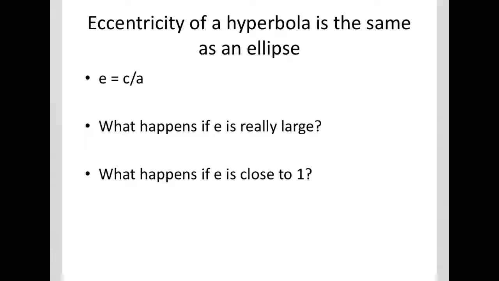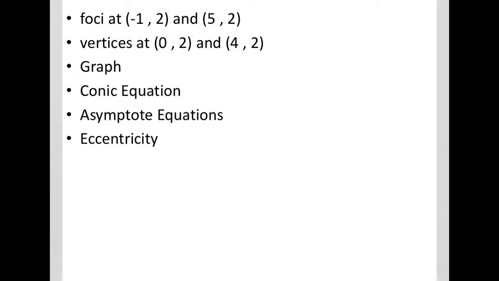So let's go ahead and look at some of those. Here I'm going to be giving you some information. The foci are at -1, 2, and 5, 2. I'm going to start just by sketching this in. Oh, wait, I forgot one important piece. Sorry. Let's go back real quick and talk about the asymptotes again.